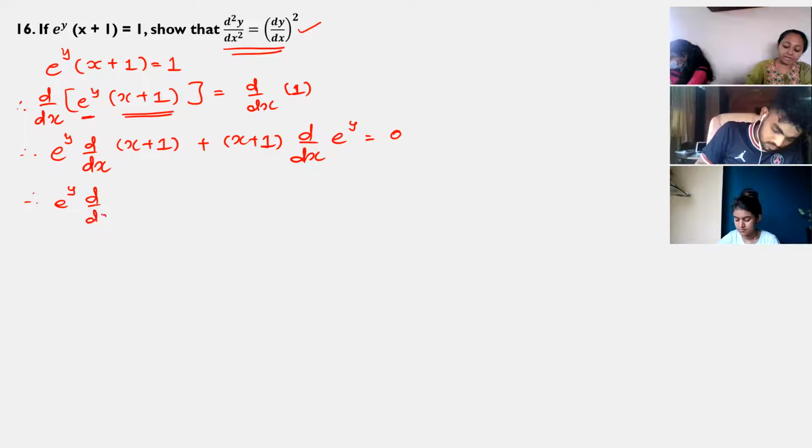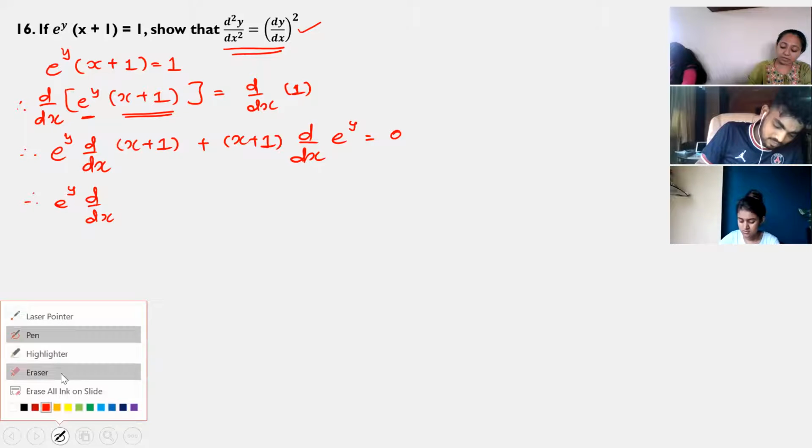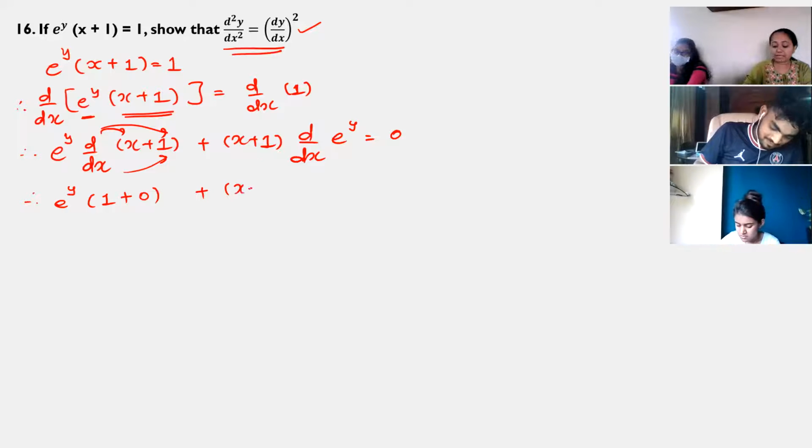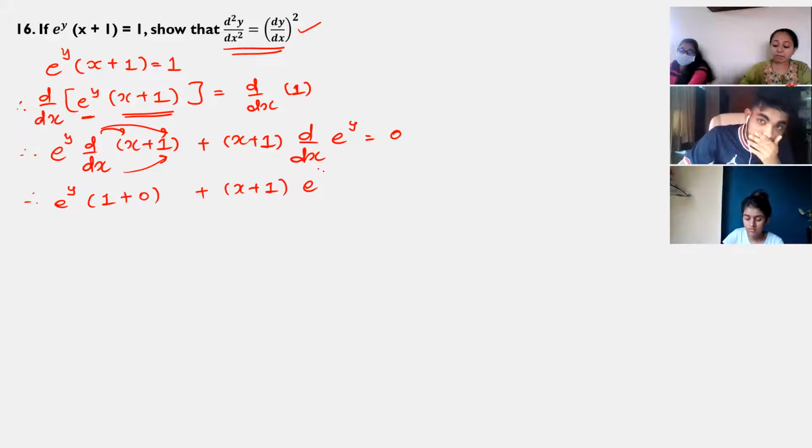So e to the power y as it is, d by dx of (x + 1). That means we have to apply the sum rule: dx by dx, which is 1, plus d by dx of 1, which is again 0, right? Plus (x + 1) as it is, d by dx of e to the power y. Any time we differentiate e to the power x, it gives us e to the power x. But only if it is e to the power x. Suppose some different power is there.